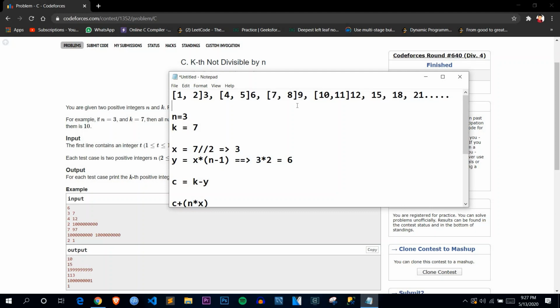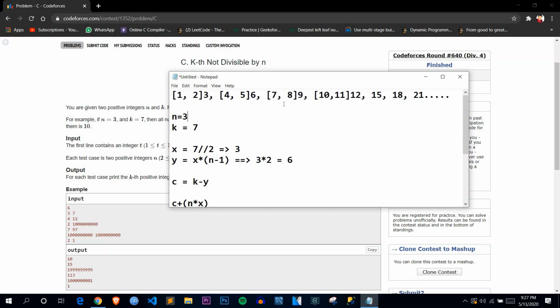Now we have to find out among these segments in which segment our desired answer is lying. For that we are going to divide 7 by n minus 1. And why is that? Because we have to find the 7th term, so we have to find out in which of these segments our answer lies. 7 by 2, taking the floor value, we get 3. This exactly means after the 3 segments, in the 4th segment we have our answer.